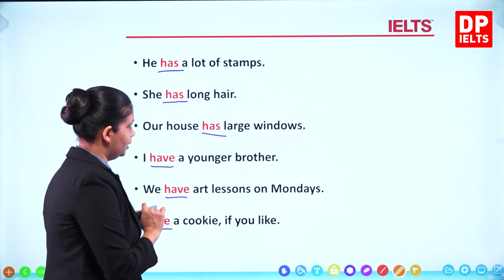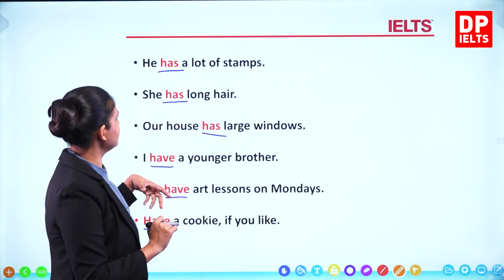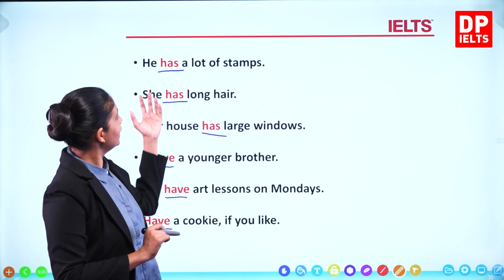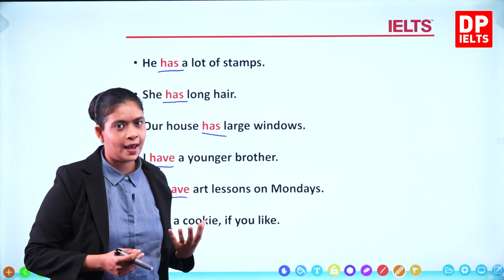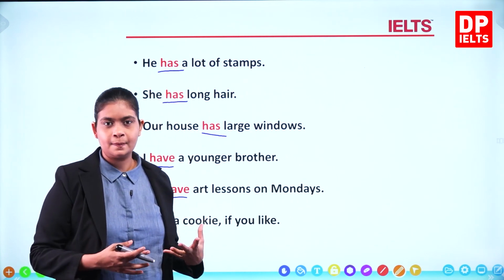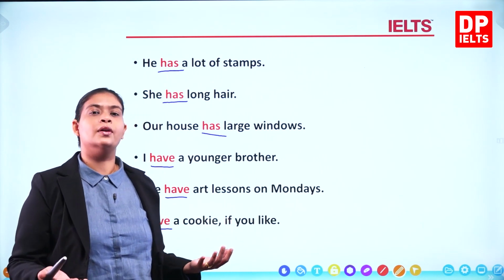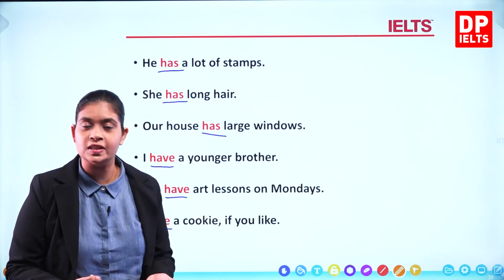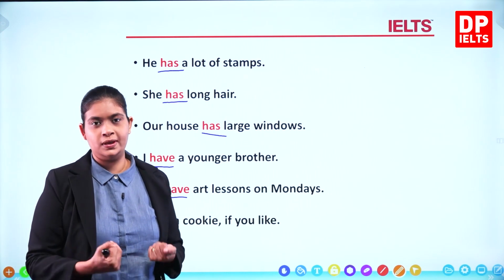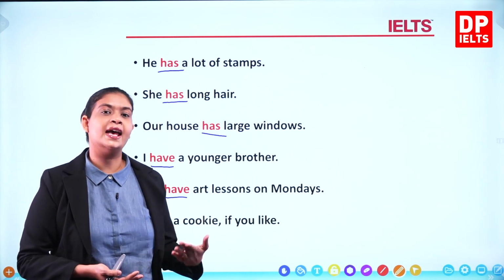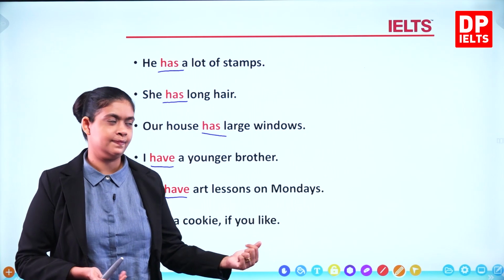Now, let us have a look at these sentences, right? He has a lot of stamps. That means the stamps belong to him. He owns them. Therefore, we say he has a lot of stamps, right?